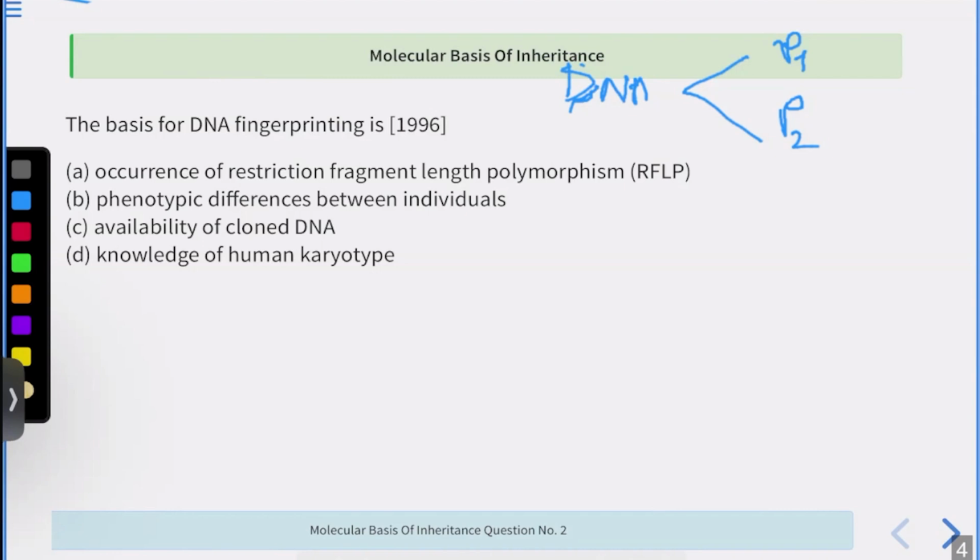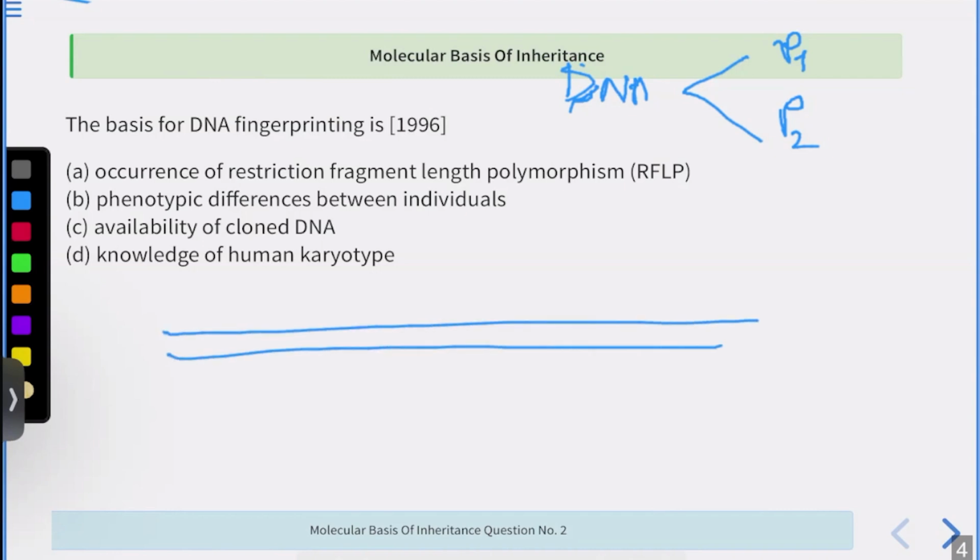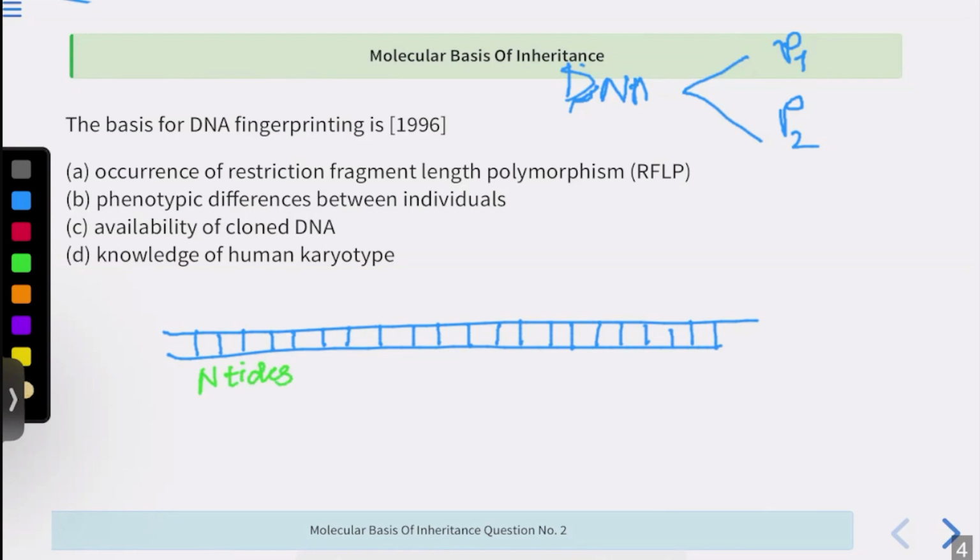If this is the whole length of DNA, your concern is that the whole DNA is composed of nucleotides. Nucleotides are these single bases. These are of four types: adenine, guanine, cytosine, thymine. So you have a sequence of DNA. It is like A, G, C, T, T, A, T, C, G, G, etc.